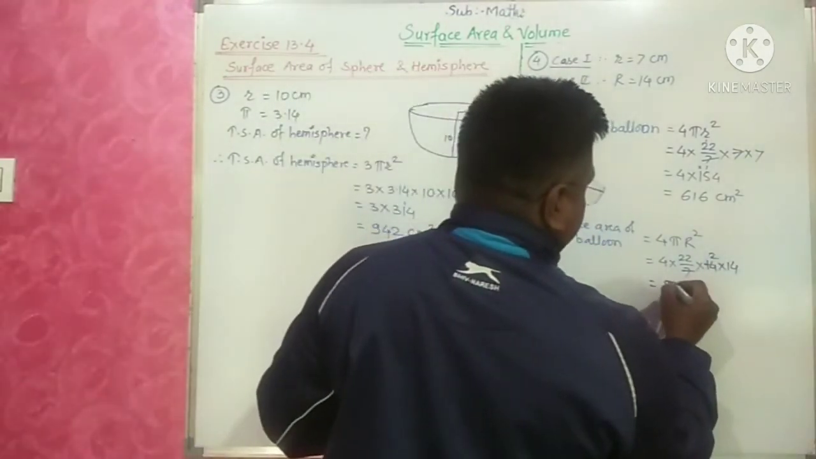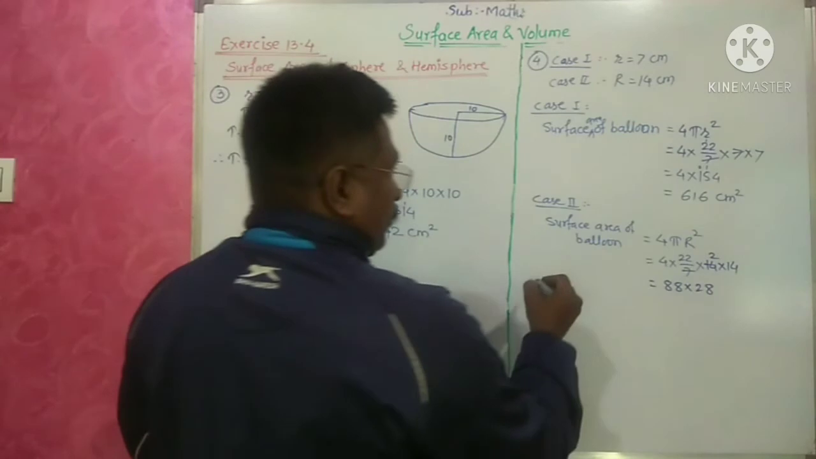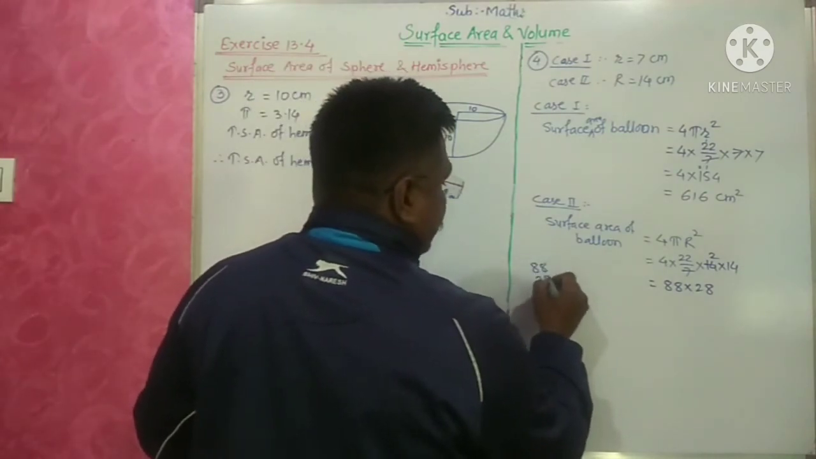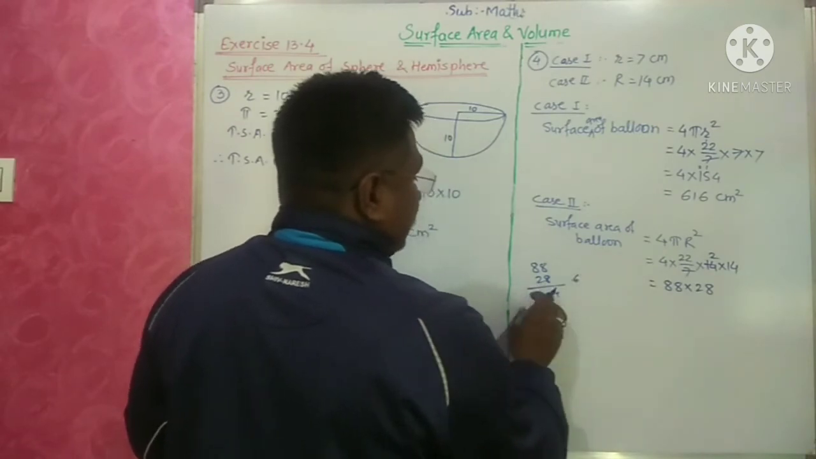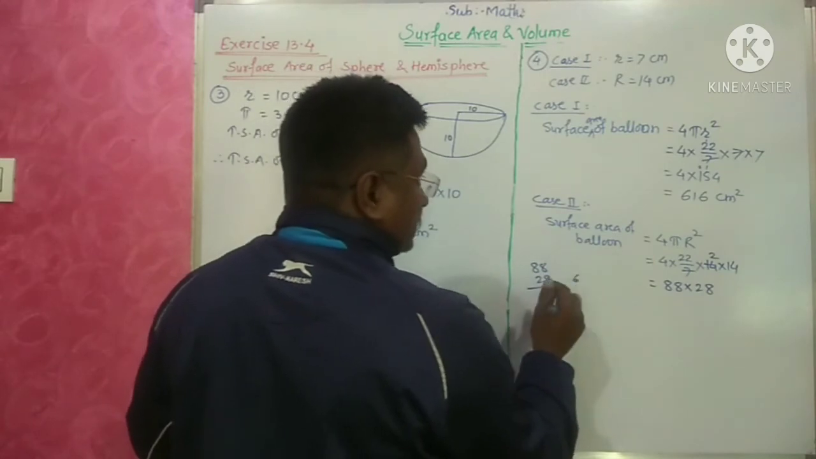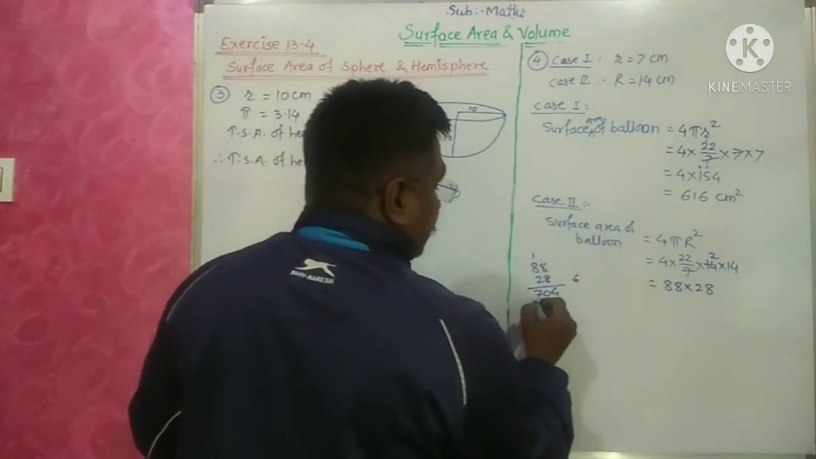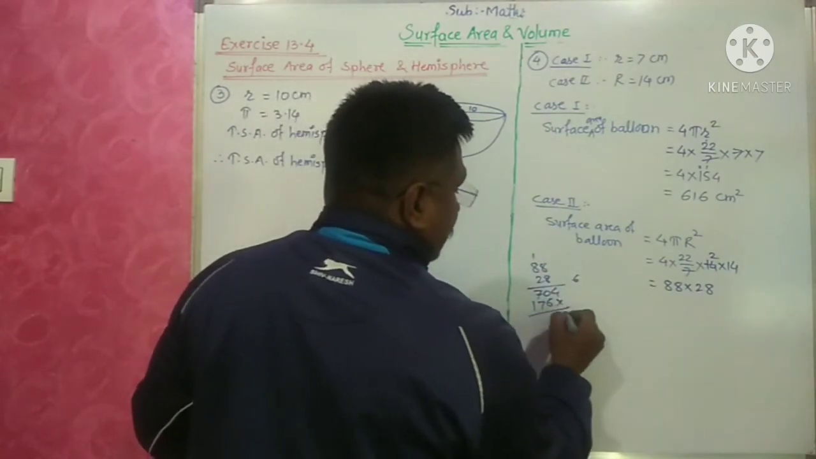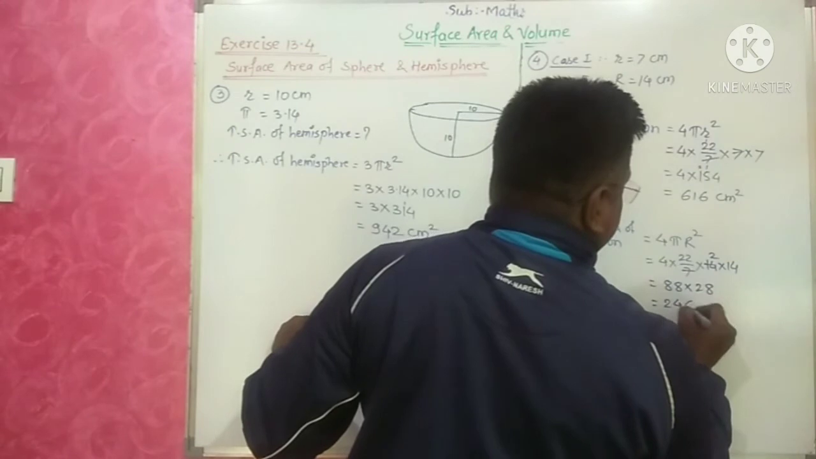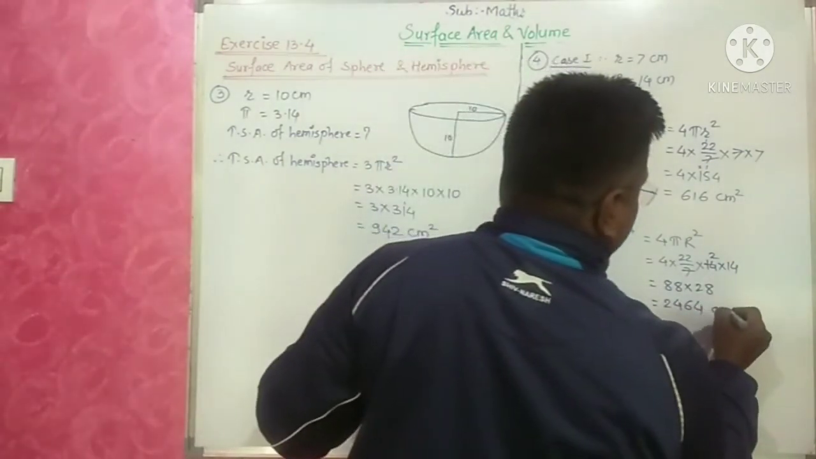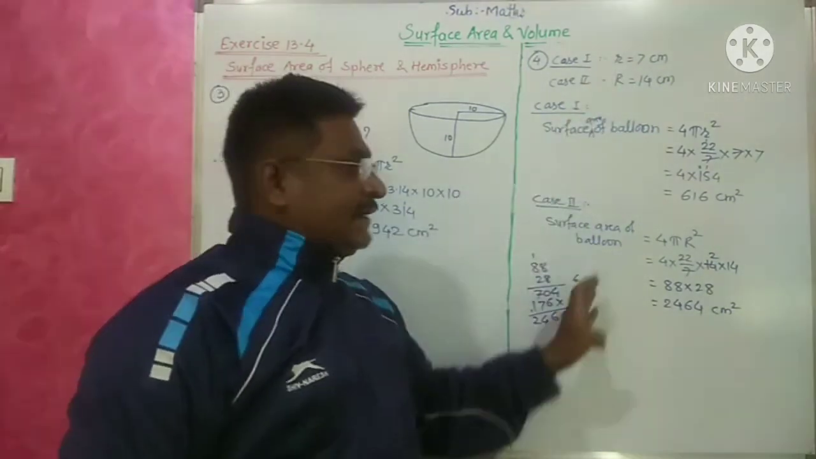So what is 88 into 28? 8 8s are 64. 6 carry. 8 8s are 64 plus 6, 70. 2 8s are 16. 1 carry. 2 8s are 16 plus 1, 17. 4, 6, 4, 2. 2464 centimeter square. So we got the surface area of the balloon in case 1 and in case 2.